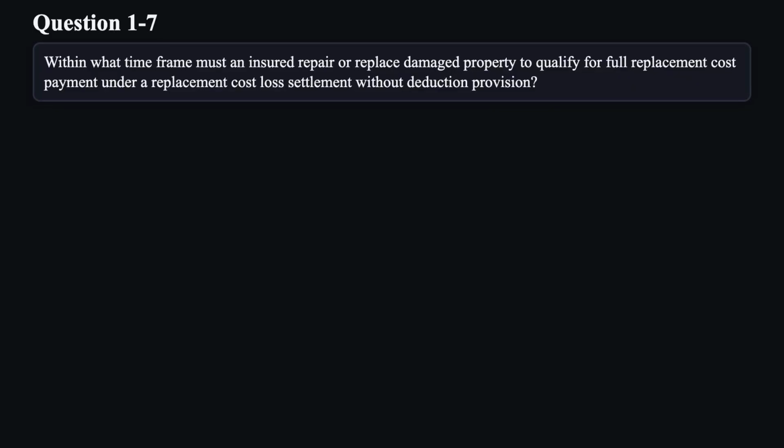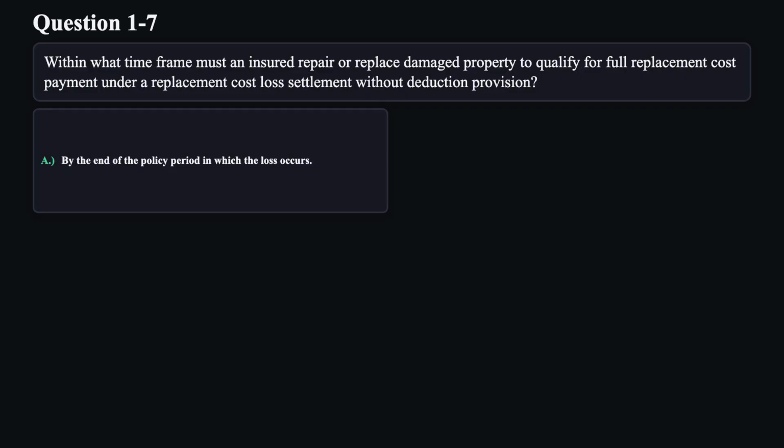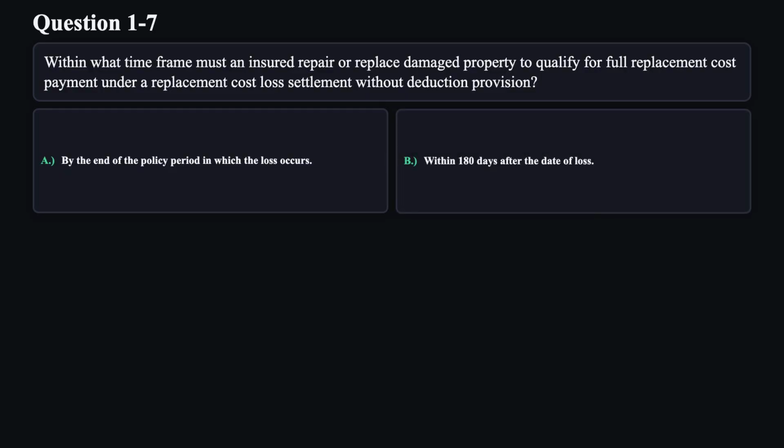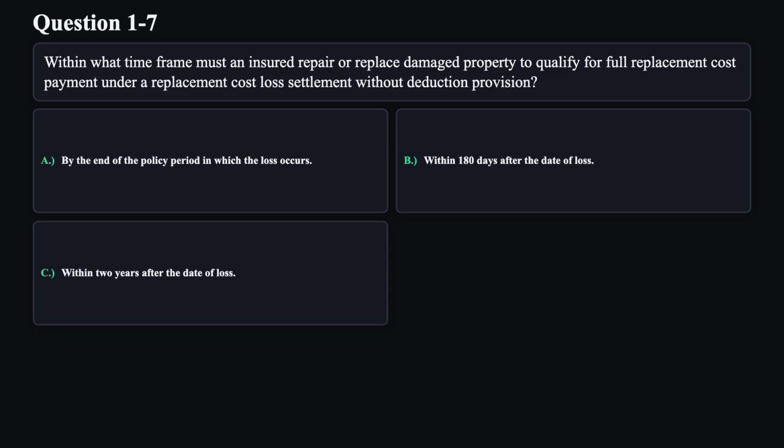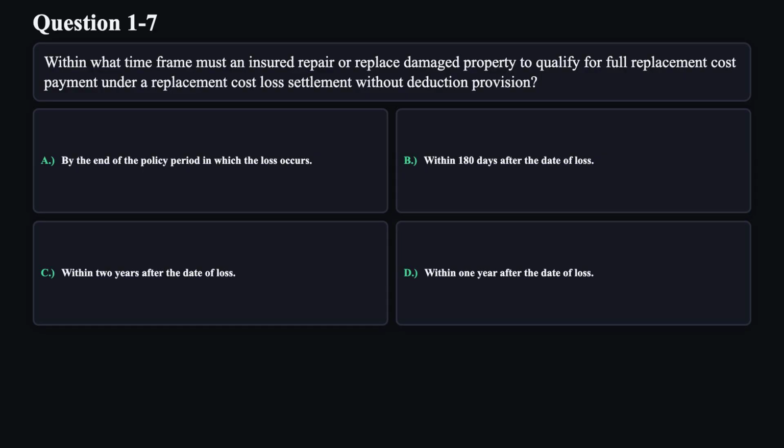Question 7. Within what time frame must an insured repair or replace damaged property to qualify for full replacement cost payment under a replacement cost loss settlement without deduction provision? A. By the end of the policy period in which the loss occurs. B. Within 180 days after the date of loss. C. Within 2 years after the date of loss. D. Within 1 year after the date of loss.